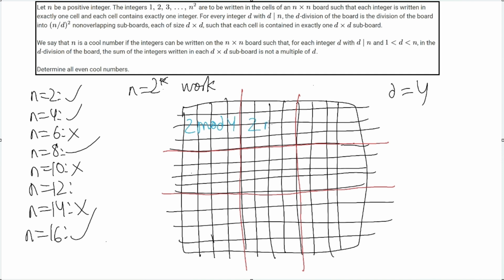And this similarly forces all of these guys to be 2 mod 4, 2 mod 4, and all the way through. And that means that the sum of the numbers in this entire grid must be 2 mod 4 times an odd number, which is 2 mod 4.